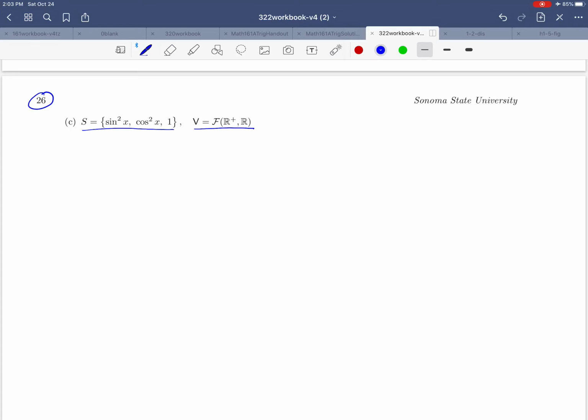We saw this before in a previous example, so it's the set of functions with domain positive real numbers and codomain R. Okay, so we would start this problem the same way that we did the previous one by just forming a linear combination of our functions. So a sine squared x plus b sine squared of x plus c times 1 is equal to the zero vector. And again, when we say zero vector in this particular vector space, we mean the zero function.